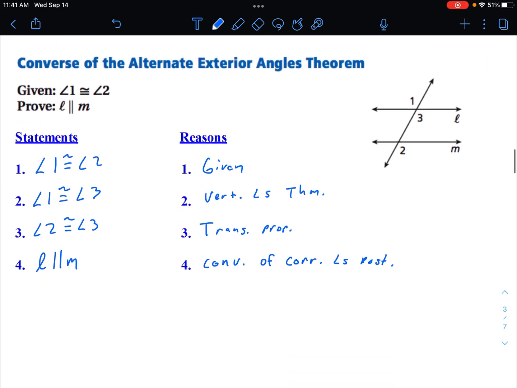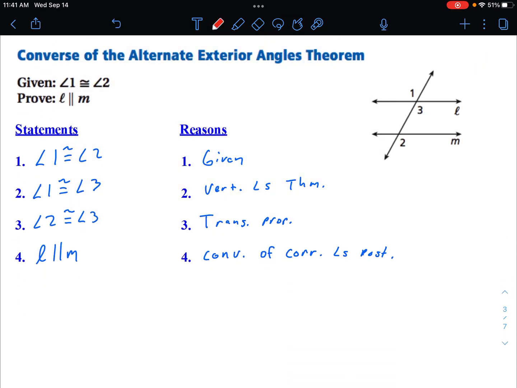By the way, in the future, you won't have to do all this. In the future, you'll be able to go from step 1 all the way to step 4, and you'll just be able to say converse of alternate exterior angles theorem. Because in the future, if you say, hey, 1 is congruent to 2, well, if your alternate exterior angles are congruent, they must be on parallel lines, and you'll be able to go straight from 1 to step 4.